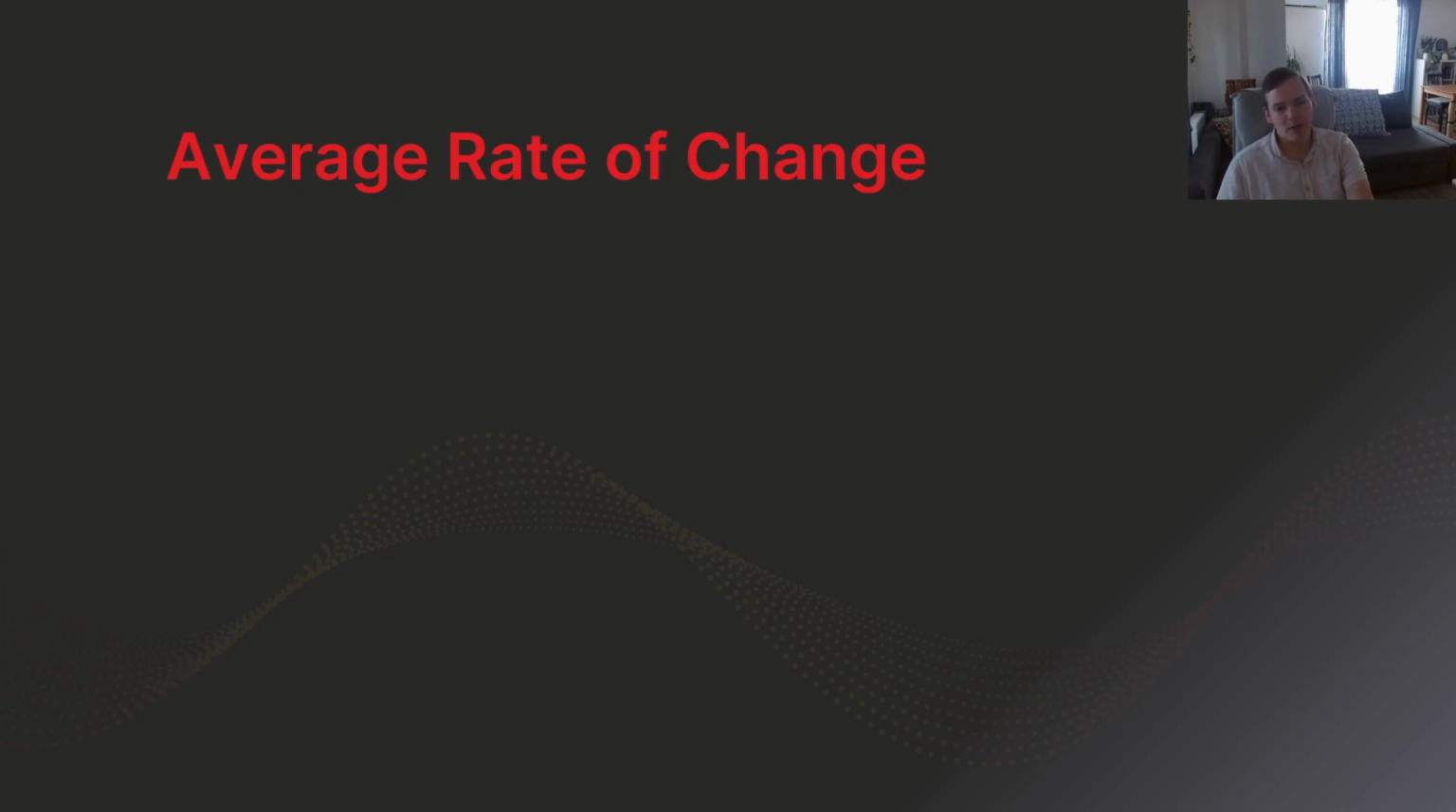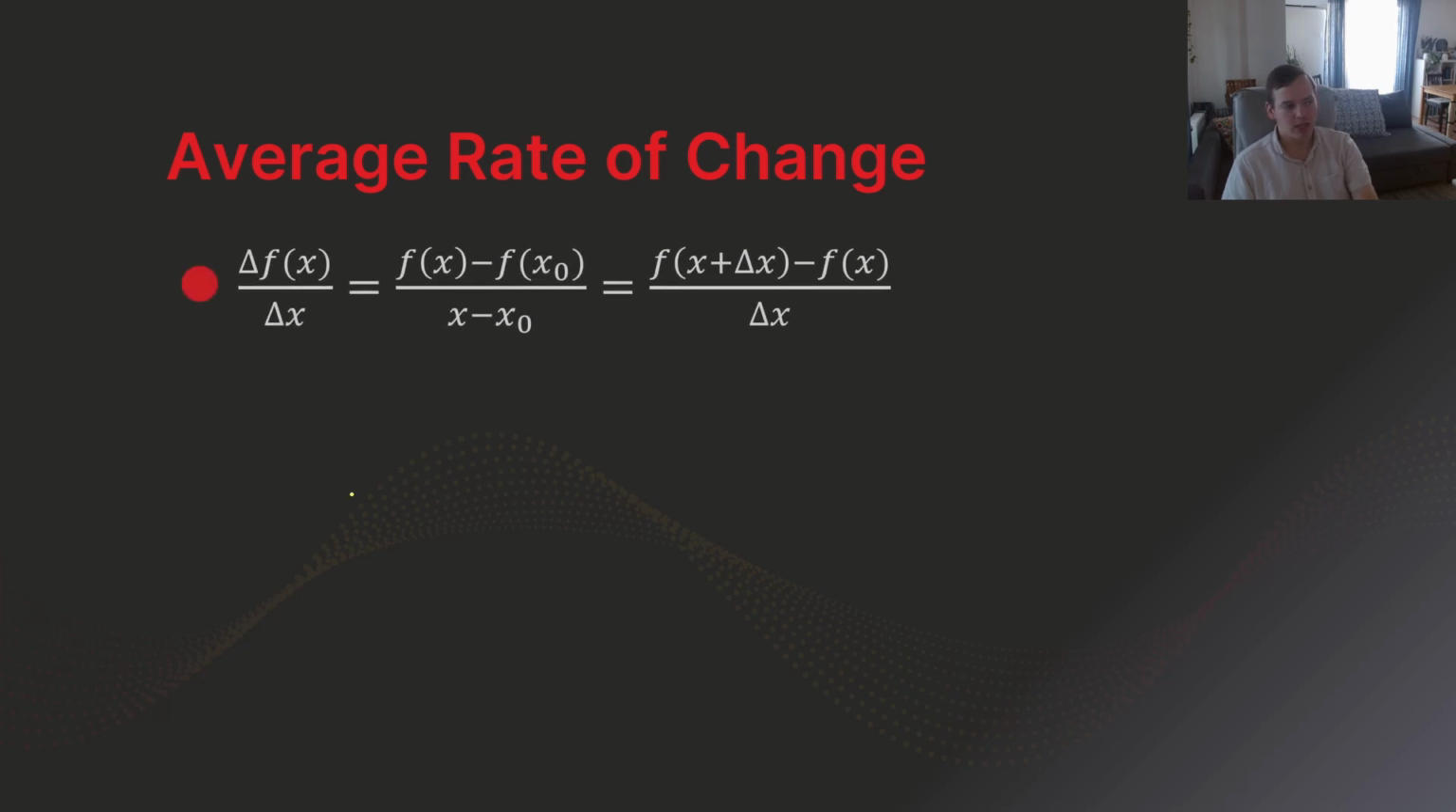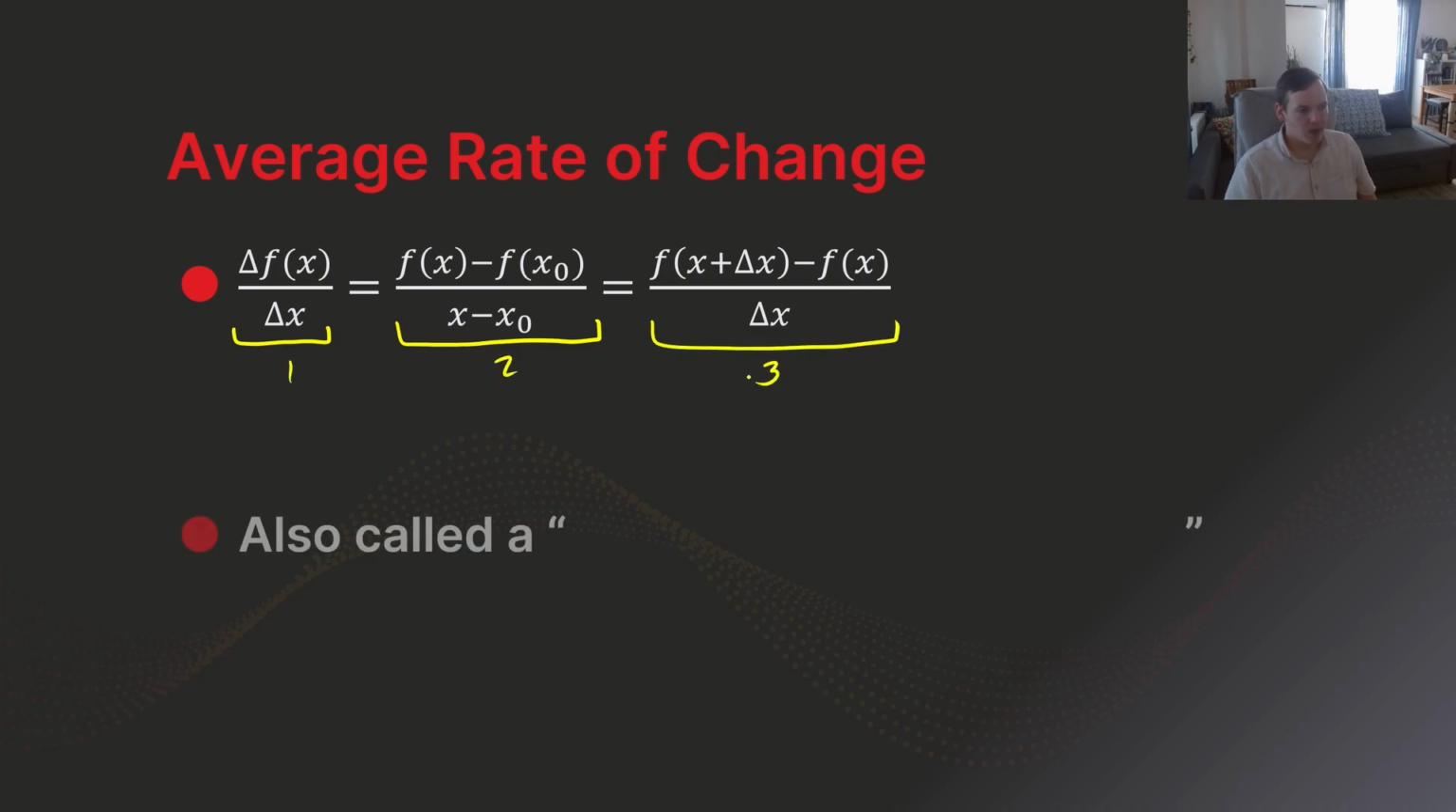Now we're going to talk about the one that you're going to be used to hopefully by this point, which is the average rate of change. And there's 3 forms that we're going to look at. We have form 1 right here, form 2 right here, and form 3 right here. So 1, 2, 3. This is also called a difference quotient.